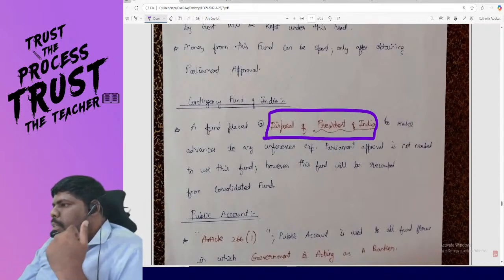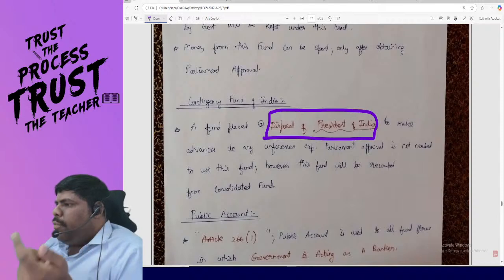Just imagine something like a major earthquake or any national calamity is happening. You cannot wait for the parliament to assemble and take money from that. What they will do is, in order to meet the emergency expenses, they will get the approval from the president and they will give the money. Then you will be having one question.